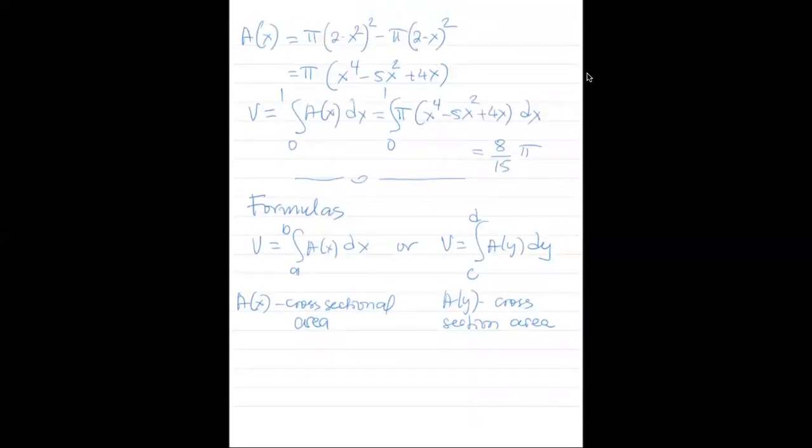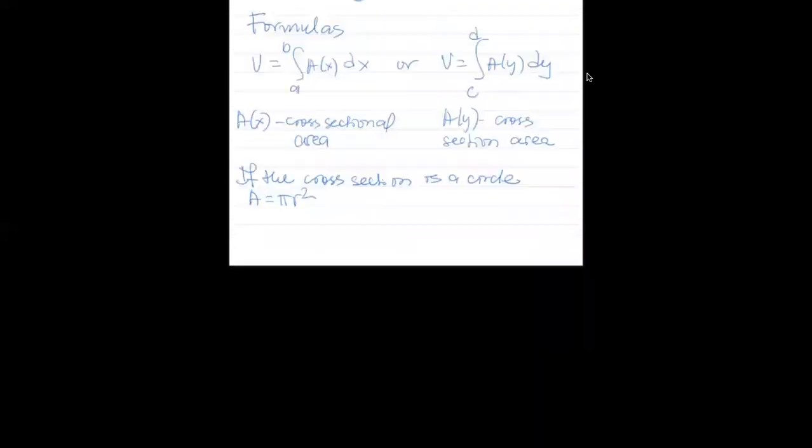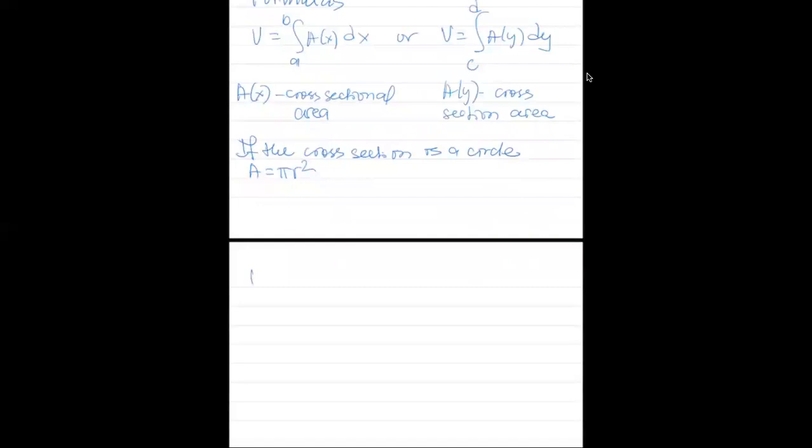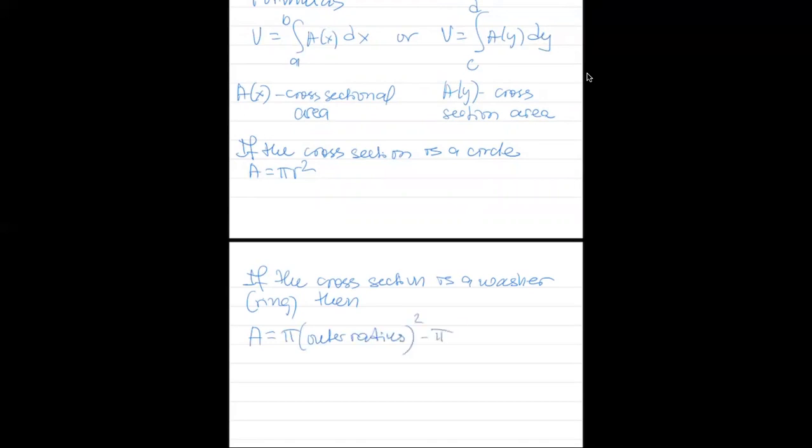And the cross section can be a circle. If the cross section is a circle, whether it's A of x or A of y, then the area of a circle is pi r squared. So A is equal to pi r squared. You just have to determine what the radius is. And if the cross section is a washer or a ring, then we have another formula. The area, whether in terms of x or in terms of y, is equal to pi times the outer radius squared minus pi times the inner radius squared. And that concludes this video.